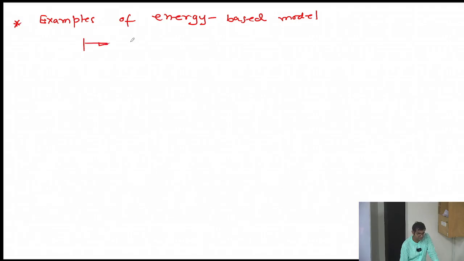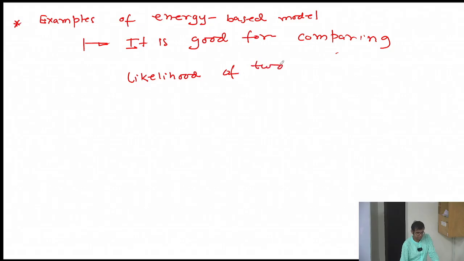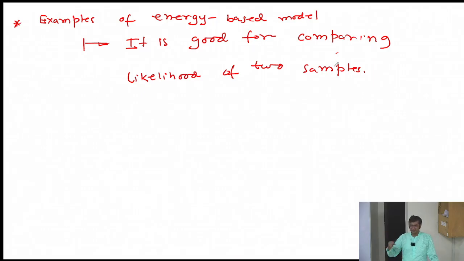First one is, it is good for comparing likelihood of two samples. Because in that case, the frequency is enough and you can say which one is more likely, which one is less likely. Z will get cancelled out, right?